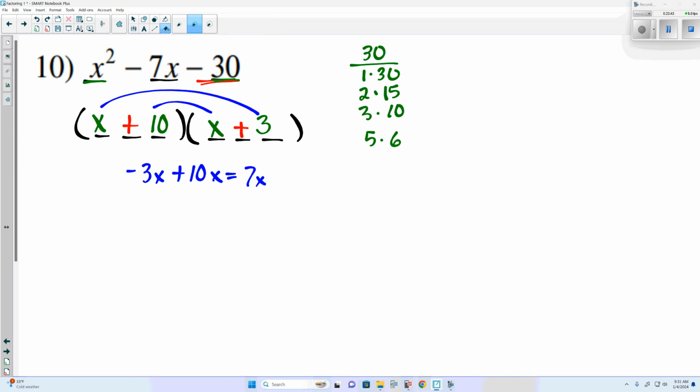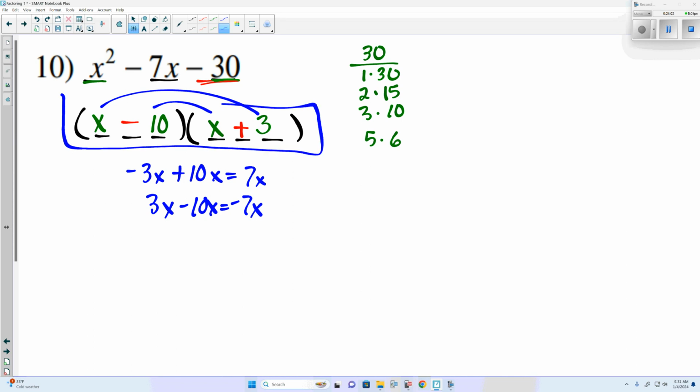So to fix that, we're going to switch the signs. And if we wanted to check it again just to make sure, x times positive 3 would be 3x. Negative 10 times x is negative 10x, giving us the negative 7x that we wanted, telling us our factors are x minus 10 times x plus 3. Now if we had listed it as x plus 3 times x minus 10, that is still the same answer, it's just written in a different order. Because the nice thing with multiplication is we can multiply any two expressions in any order.